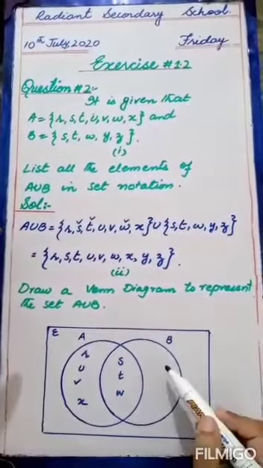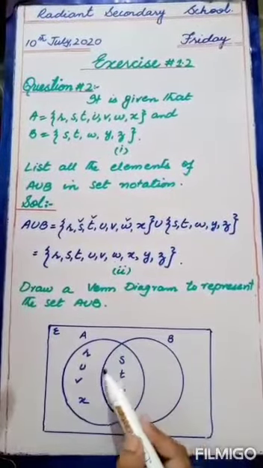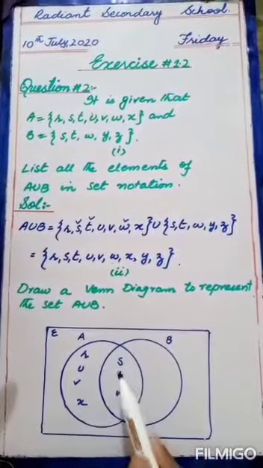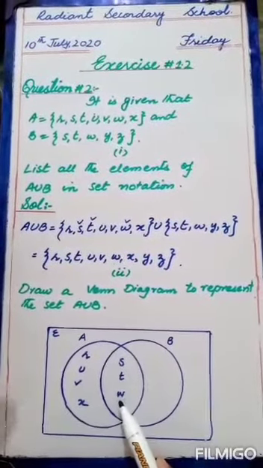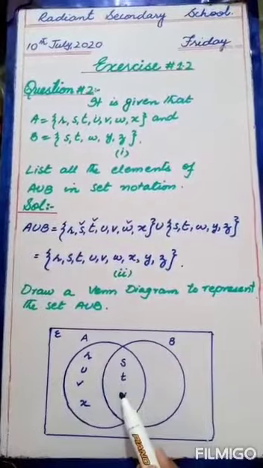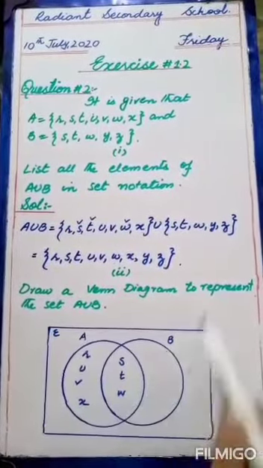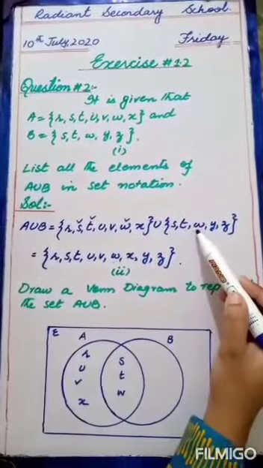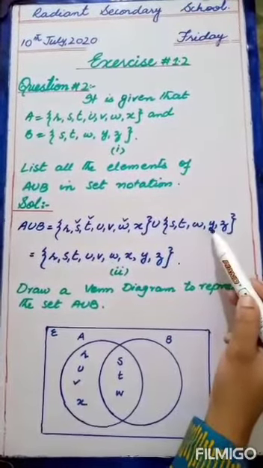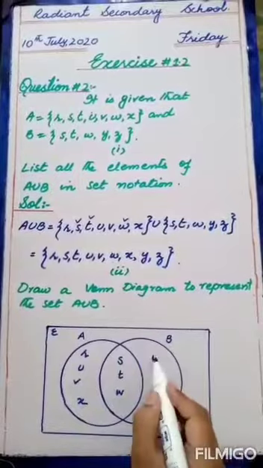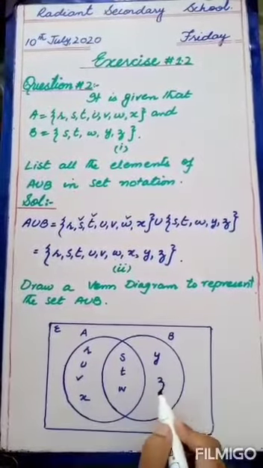Now for the set B, again this area is also for the area of B, and S, T and W are already written. So we will not repeat these elements. We will write the rest of the elements. S, T and W are already written. We will write the rest of the elements, which are Y and Z.